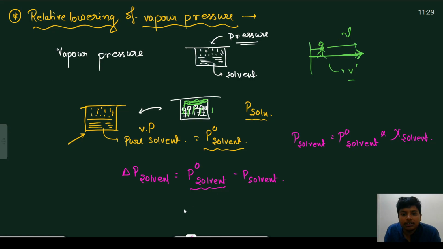Initially, this is the solvent pressure and this is the final pressure. This much extra, it is low. The lowering happened. So this is called lowering of vapor pressure. Remember, this is not a colligative property. Lowering of vapor pressure is not a colligative property. Clear? This thing understood?